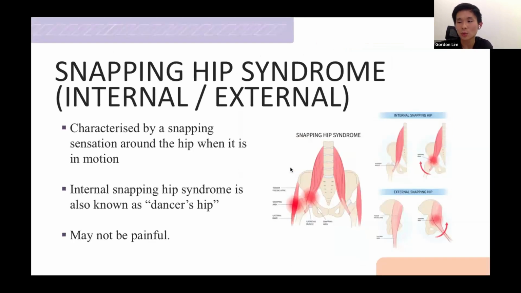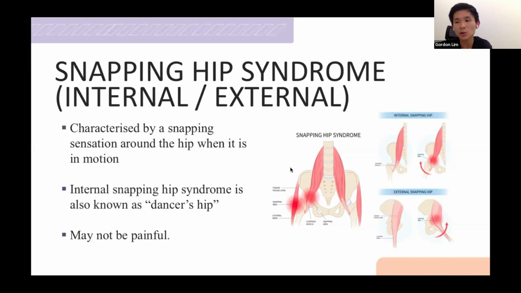Lastly, the condition we will be mentioning is snapping hip syndrome. This condition is characterized by a snapping sensation around the hip when the hip is in motion. There are 2 main causes of snapping hip syndrome. The first is the external snapping hip syndrome, which happens when the iliotibial band or gluteus maximus goes over the greater trochanter of the femur during movements of the hip. The next is internal snapping hip syndrome, also known as dancer's hip.